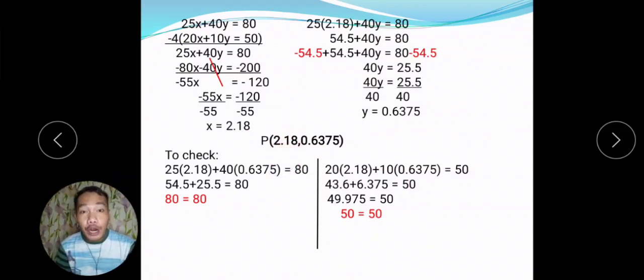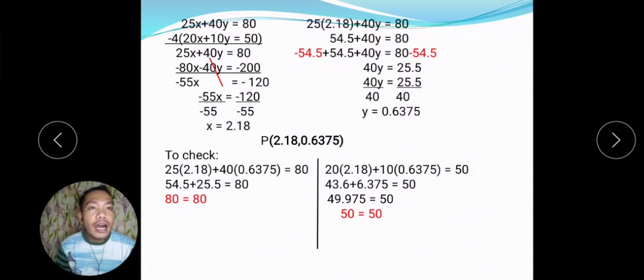Now to get the value of our y, we will just plug the value of our x into our first constraint. It's up to you whether you use the second or the first one, but I prefer to use the first constraint. You just have to plug in the value of x, which is 2.18. So 25 times 2.18 plus 40y is equal to 80. 25 times 2.18 is equal to 54.5, plus 40y is equal to 80.